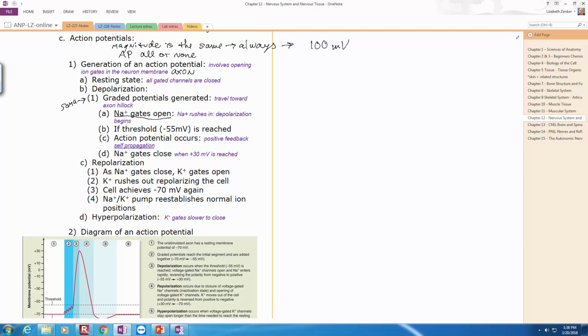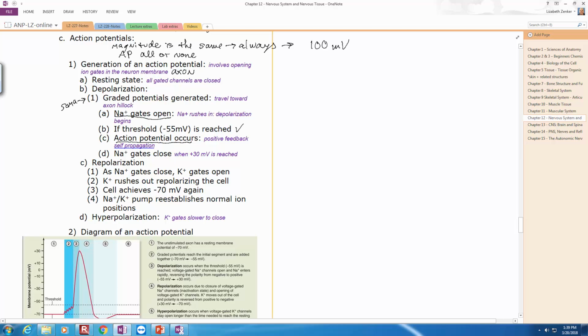So sodium gates open. Sodium rushes in, it causes a depolarization to begin if the threshold reaches negative 55. So anything below negative 55, if you're negative 65, negative 63, negative 58, nothing's happening, right? All or nothing, nothing happens. You didn't hit threshold. But once you hit negative 55, now you can trigger the action potential. And when you trigger it, it will cause you to go to that 100 millivolt change total. Okay? So if the threshold is reached, negative 55, then an action potential will occur, for sure.